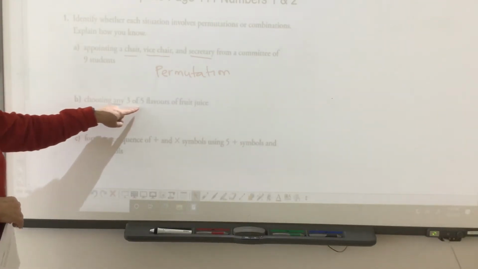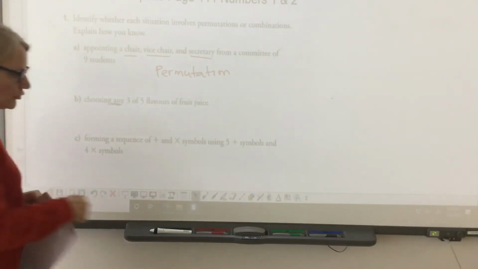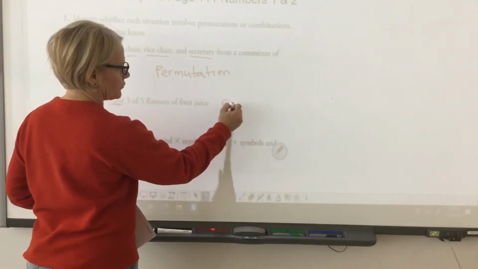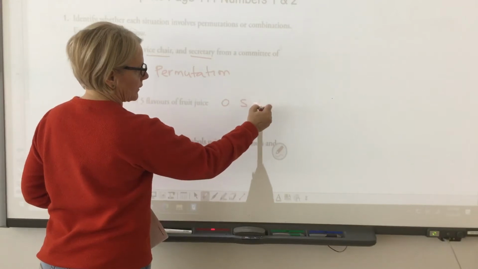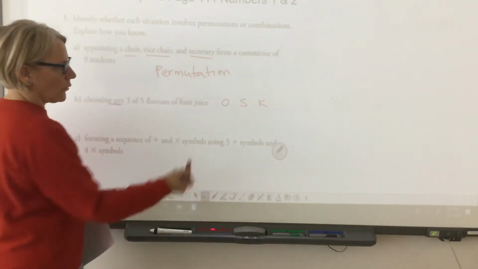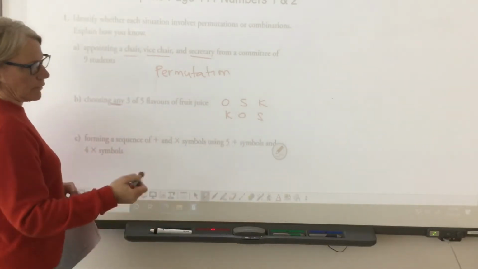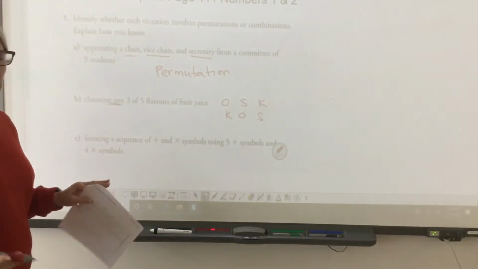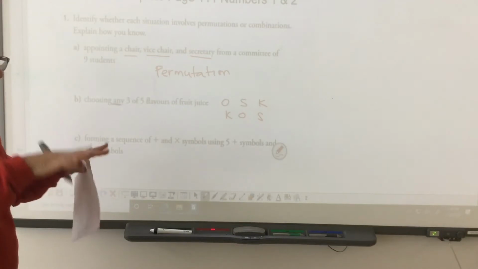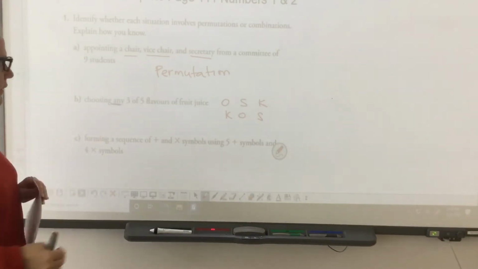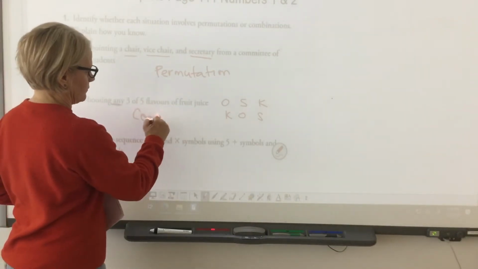Part B, though, choosing any 3 of 5 flavors from fruit juice. So if we had orange, strawberry, and kiwi fruit, well, if I switched up the order and did kiwi, orange, strawberry, it's the same 3 juices. Nobody has a particularly higher level, and so this is a combination.